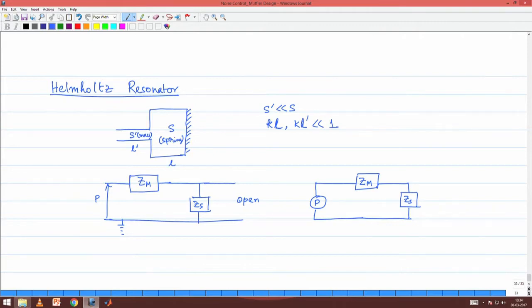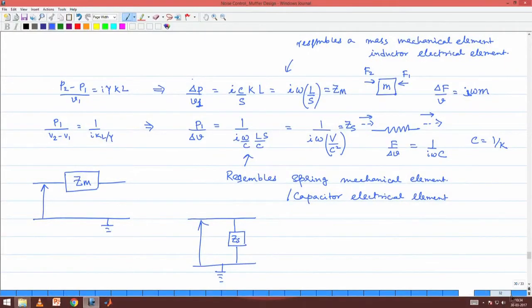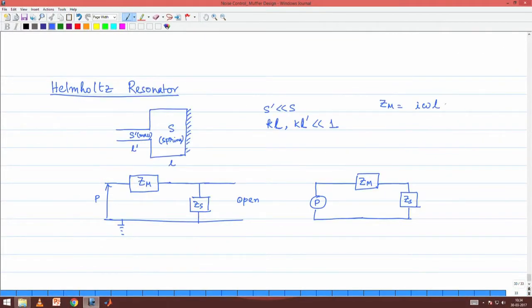Now, once you have the circuit, you can talk about the resonances, because you have a lumped electrical circuit, nothing prevents you from talking about the resonances. What is Zm, by the way? The Zm was calculated as i omega L' by S', to be more particular. That is the impedance associated with the neck of the Helmholtz resonator. This region is called the neck and this region is called the cavity.